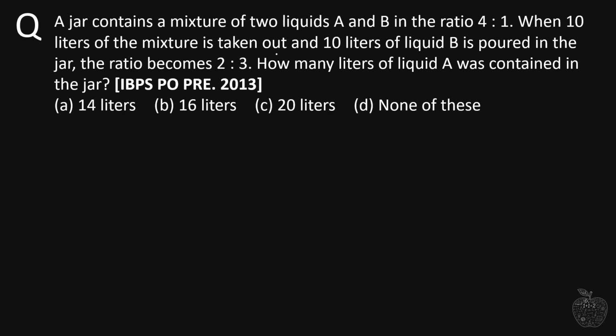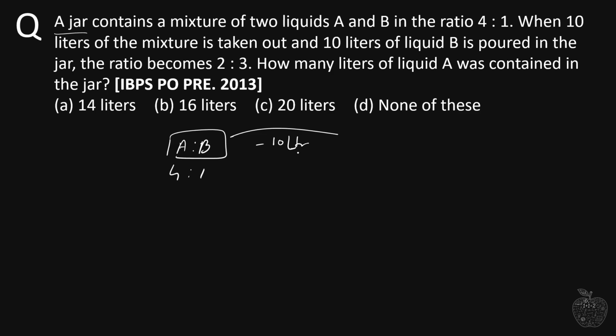Alright, now there are a few different ways to solve this question, but the best possible way I see to explain this to you is this. Okay, now we know that there is a jar that contains liquid A and B in the ratio 4:1. Now from this jar, 10 liters of mixture is taken out.